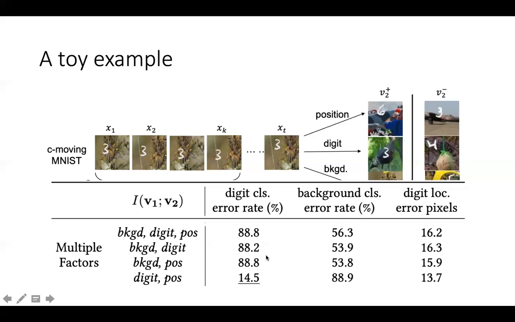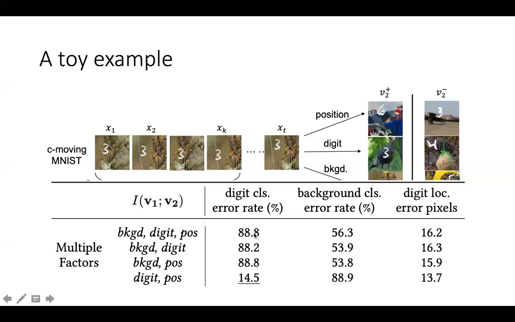So things are more interesting when V1 and V2 contain multiple factors, because people might imagine, okay, if V1 and V2 share all of the 3 factors, then the learned representation might perform well for all of the 3 tasks. Actually, it turns out not to be the case. If V1 and V2 share all of the 3 factors, it just performs good for the background classification. It doesn't perform good for the other 2 tasks. Basically, for digit classification, it's just a random guess.